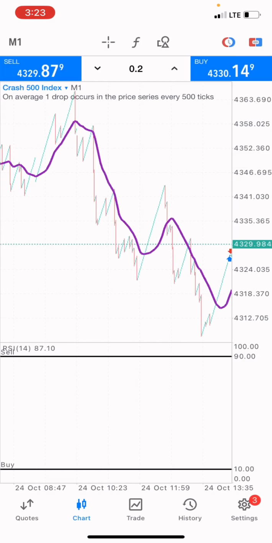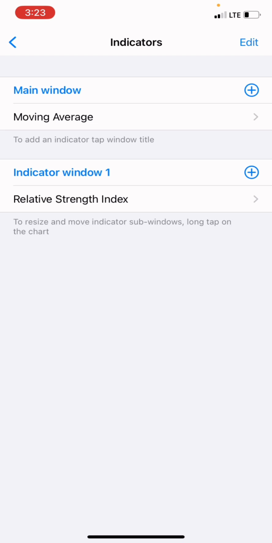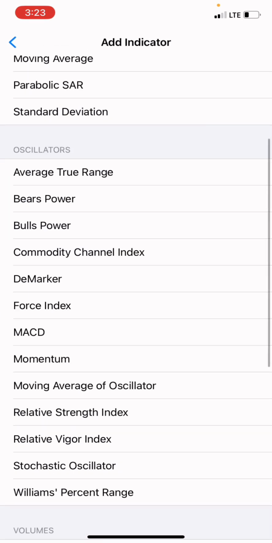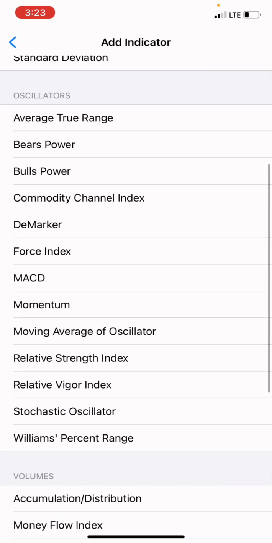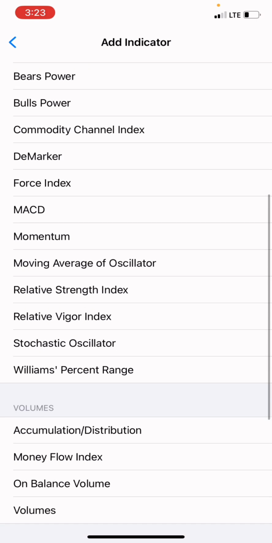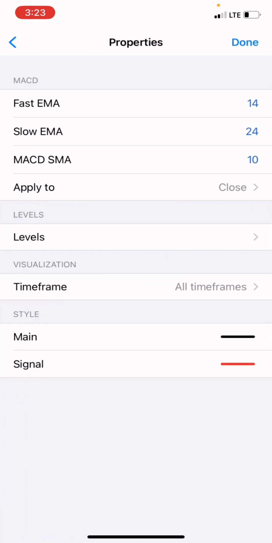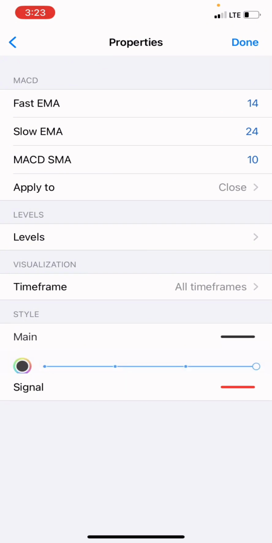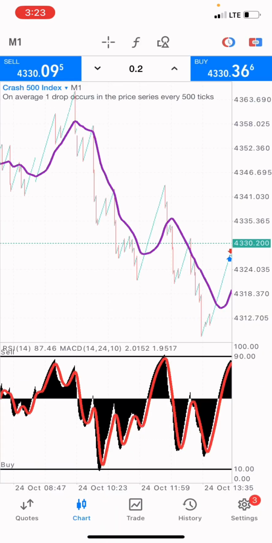Okay, use the RSI, then you look for another good indicator you can use as well. So we'll look for the MACD indicator right here. Fast EMA 14, slow EMA 24, MACD SMA 10, just like that. The main color black, 4 pixels, the signal red, 4 pixels.